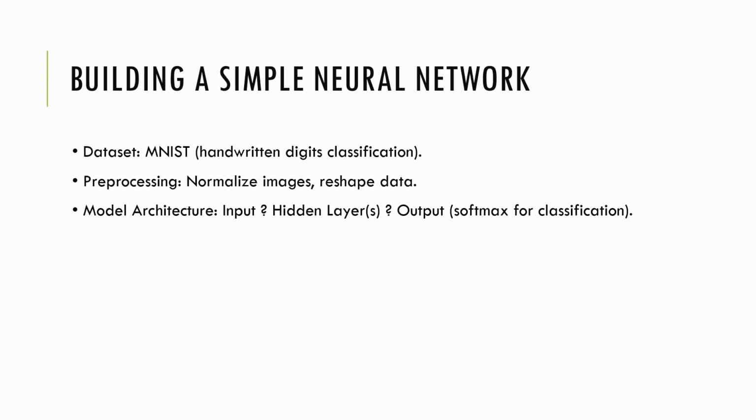Let's dive into building our first simple neural network. We will use the MNIST dataset, which contains images of handwritten digits. Before training the model, we pre-process the data by normalizing the images and reshaping them to fit the model's input requirements. Our network will have one or more hidden layers and an output layer with 10 nodes, corresponding to the 10-digit classes.